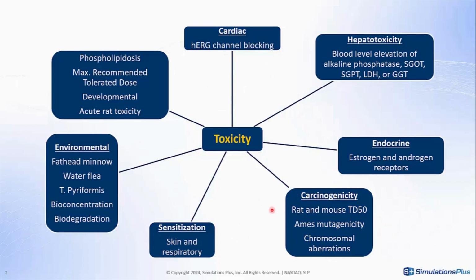Then we have some models for carcinogenicity. I'll discuss the rat and mouse TD50 and Ames mutagenicity models in more detail. We have models for skin and respiratory sensitization. So these are classification models just indicating whether there's a potential for skin and/or respiratory or allergic responses. We have several models looking at environmental factors such as fathead minnow, lethal dose, water fleas, etc. These two bottom models are for bioconcentration and biodegradation.